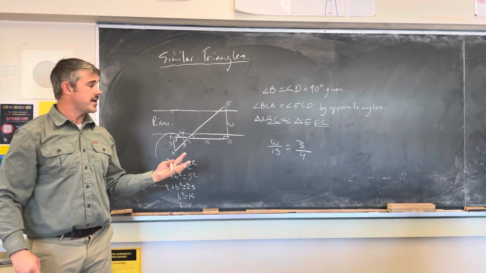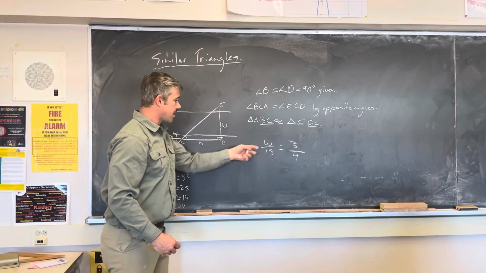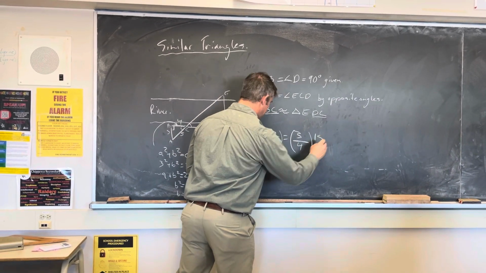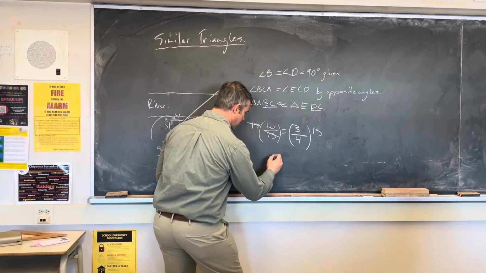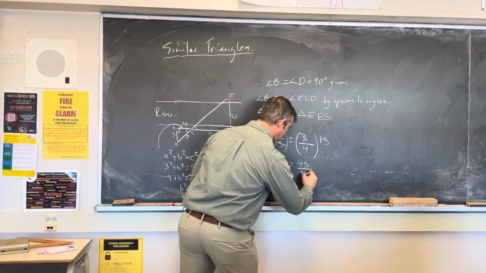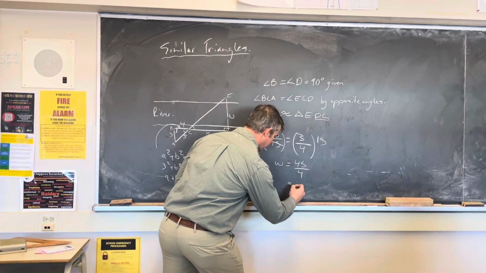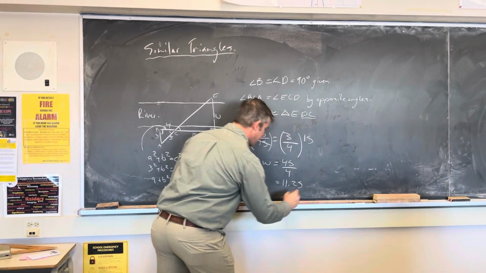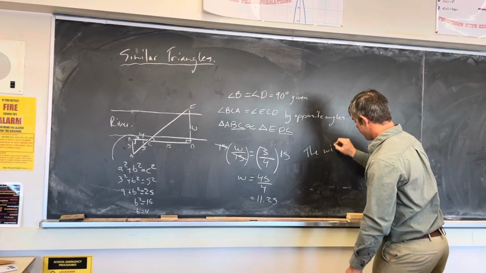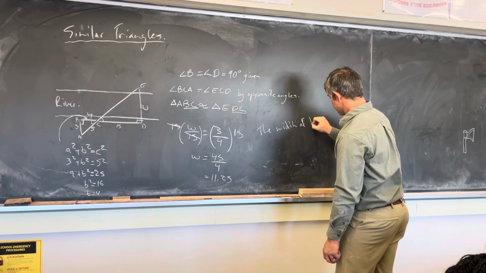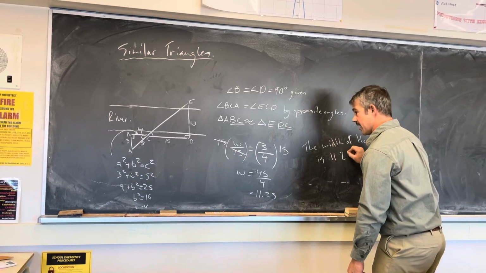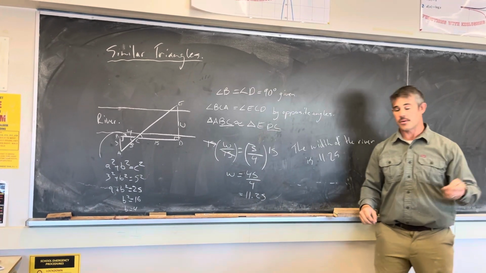Lastly, now that I've set up my ratio, all I need to do is solve. I need to get W alone, so I'll multiply both sides by 15. In doing so, they cancel. Neat, neat. So shout out to Mr. Odekirk. And 3 times 15 is 45. 45 divided by 4 is going to be 11 1/4. And so we now know the width of the river. The width of the river is 11.25, and whatever the units were, whether it was meters or not.